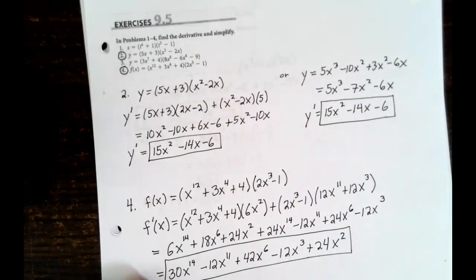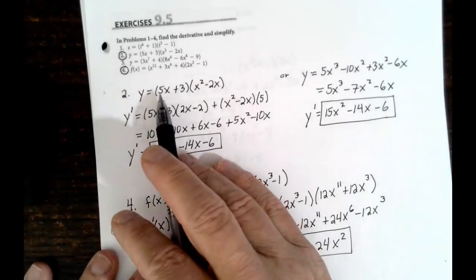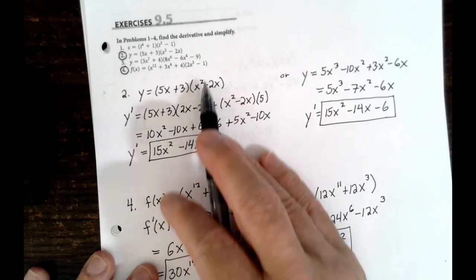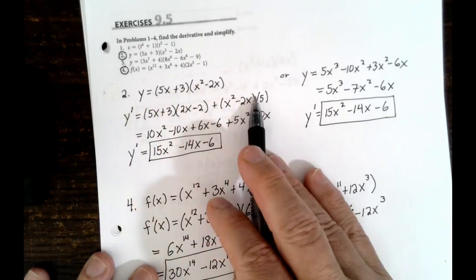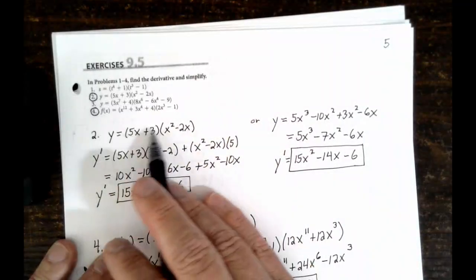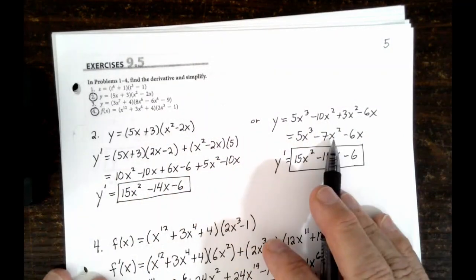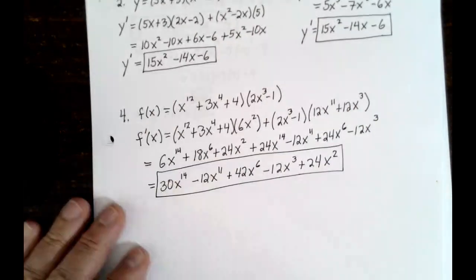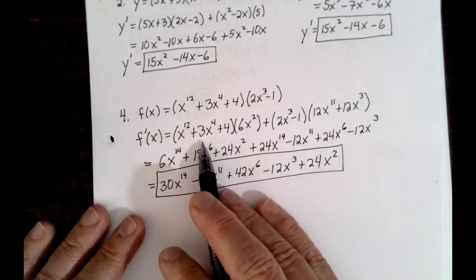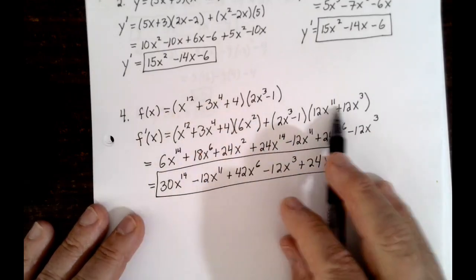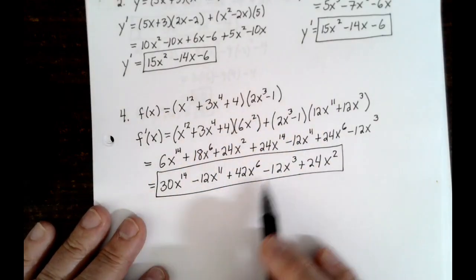So let's look at some web-assigned similar questions here. Question 2, take the derivative here, so it's the first times the derivative of the second, plus the second times the derivative of the first, and you multiply it out. Or you could have expanded this out and then taken the derivative at that point. Notice you get the same answer either way. So on this one, first function untouched, derivative of the second, plus the second untouched times the derivative of the first, multiply it out and combine like terms.